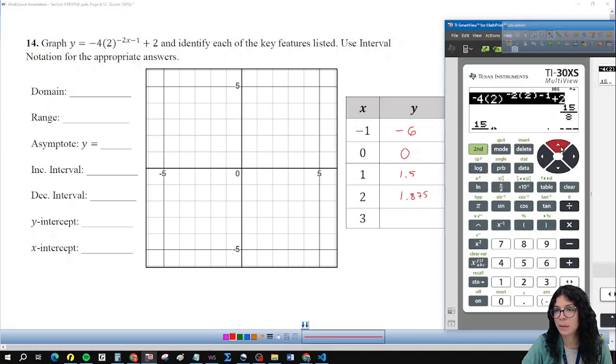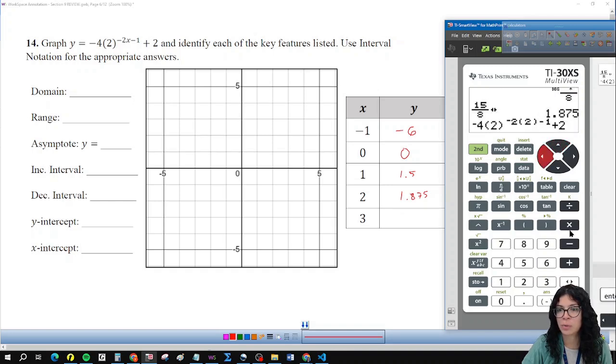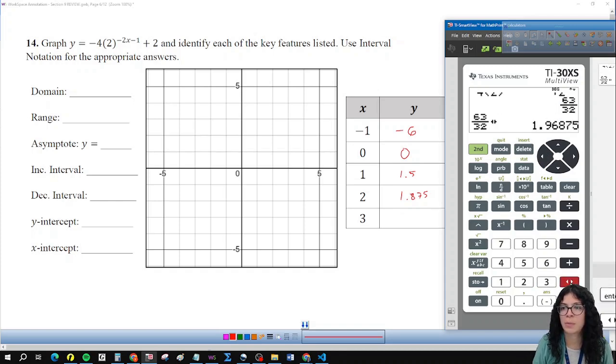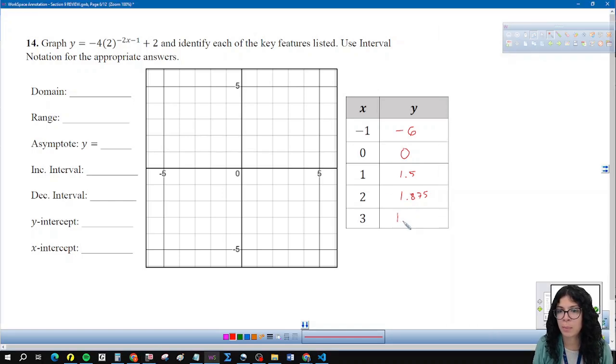And then lastly, highlight over the same equation again, and then change the 2 to a 3. We get 63 over 32, which as a decimal would be 1.96875. All right, for the graph, I can just go ahead and plot those points.